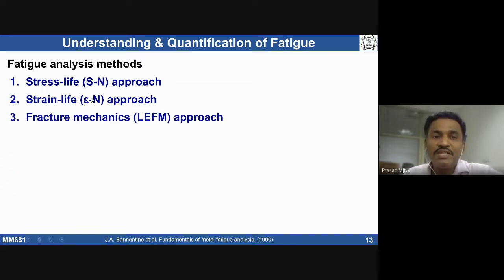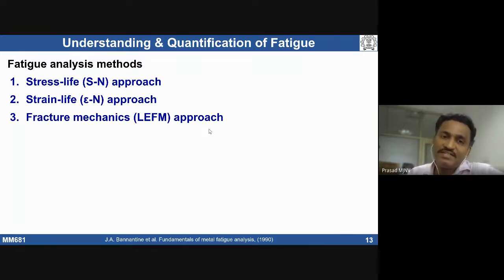So people try to establish, by changing the stress, how many cycles are required for the material to initiate a crack and for the crack to propagate. Similarly, when I say strain life approach, we just change the strain and fix the stress. I only vary the strain and see how many cycles are required for the material to crack, to fail. In the fracture mechanics approach, linear elastic fracture mechanics is used to understand crack propagation under cyclic loading conditions.